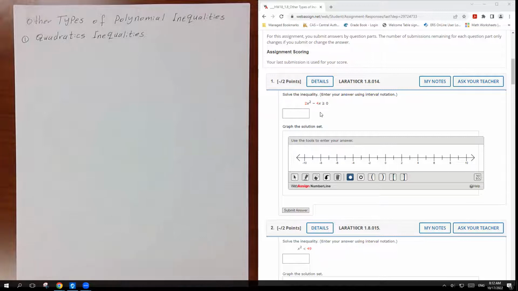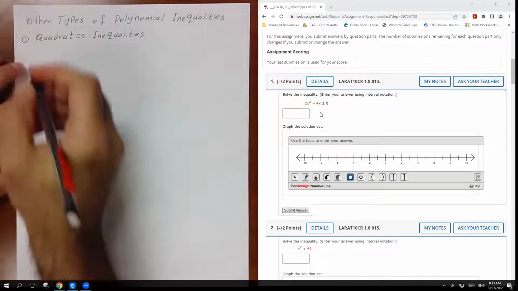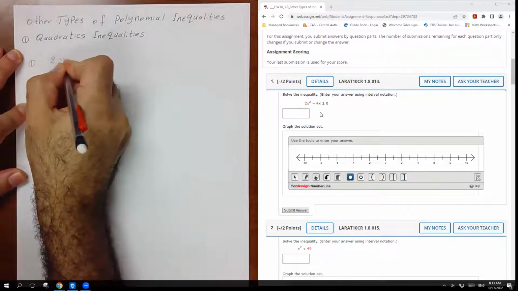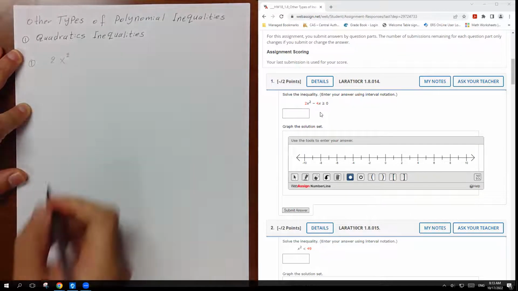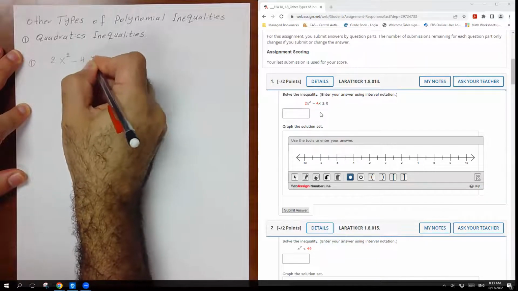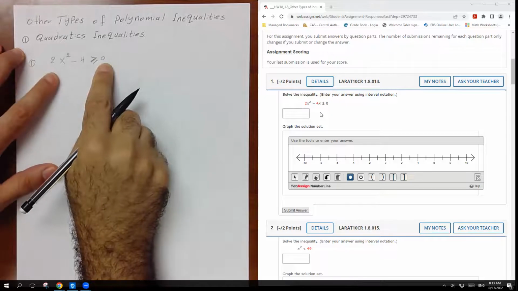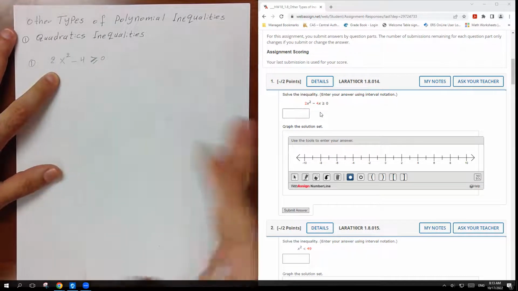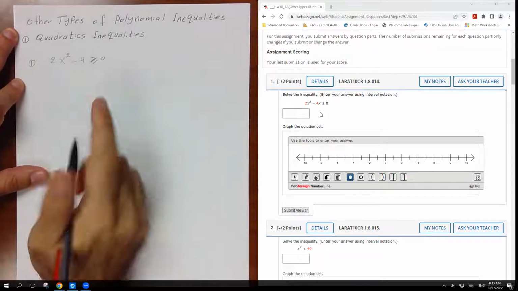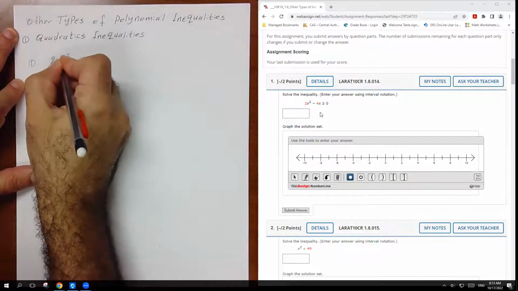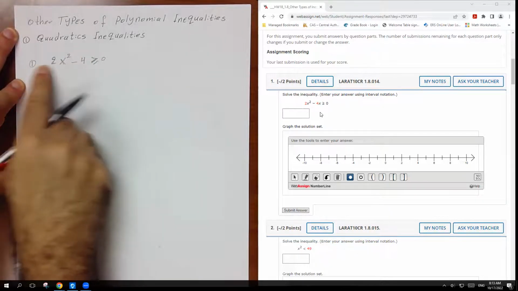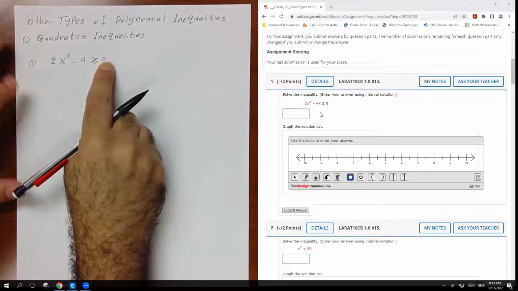If you look at the first example, this is a quadratic inequality. Why? Because the highest exponent is 2. 2x squared minus 4x greater than or equal to 0. It's an inequality because we have a greater than or equal to 0. That means our solution is not going to be x equals 5, x equals 6, or x equals a negative number. Our solution is going to be interval notation. So we need to find the interval where all the x's, when you plug them in here, give a result greater than or equal to 0.